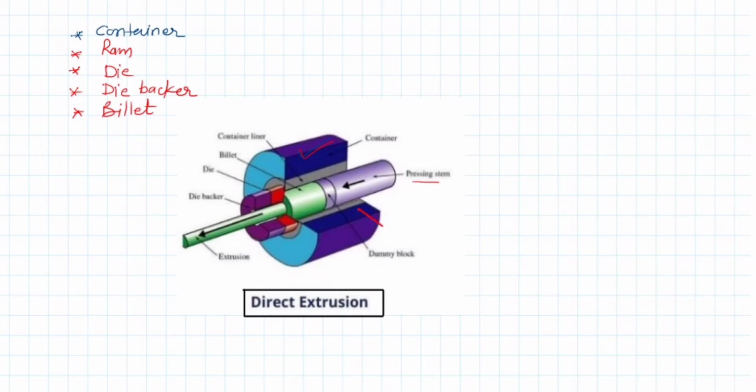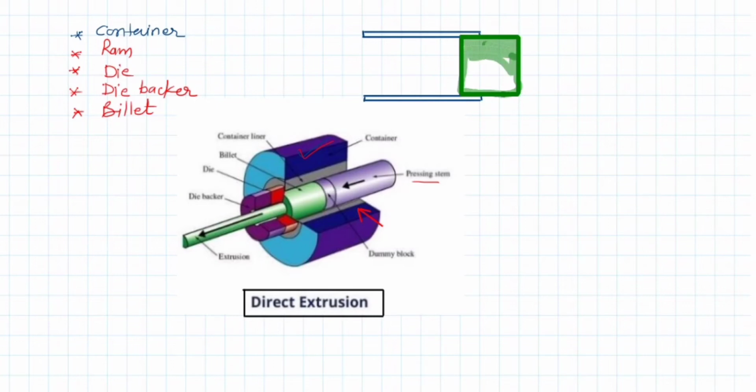Now if I draw its front projection, it consists of a container. I am making one of the views of this three-dimensional setup. You can draw this view in your exam to explain the direct extrusion method. So this is the cylinder, this is the container. This is the ram. Let me fill it.